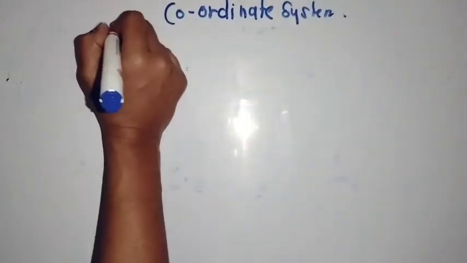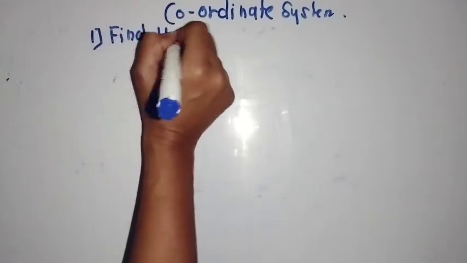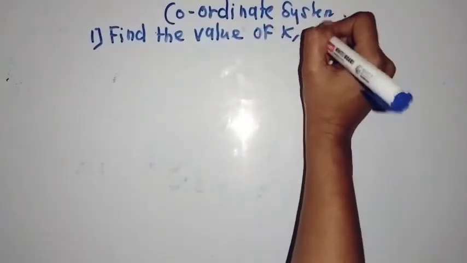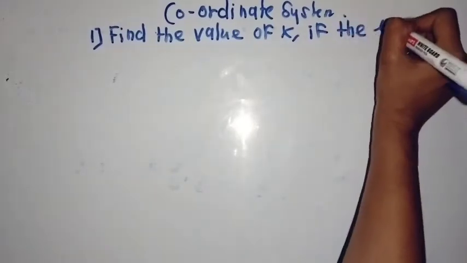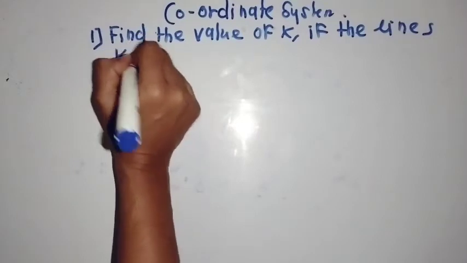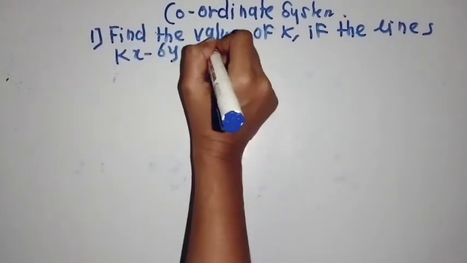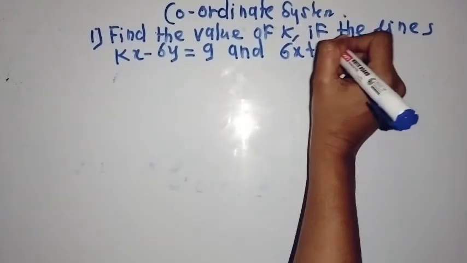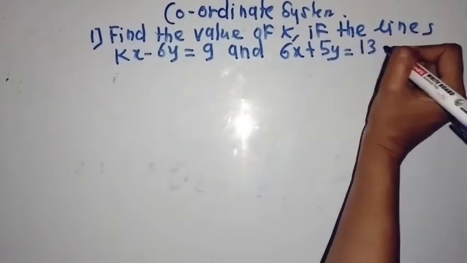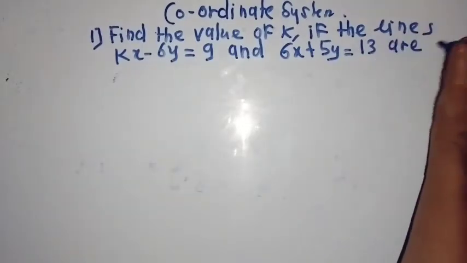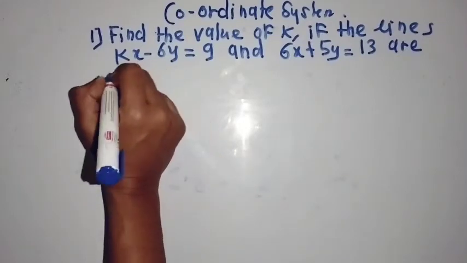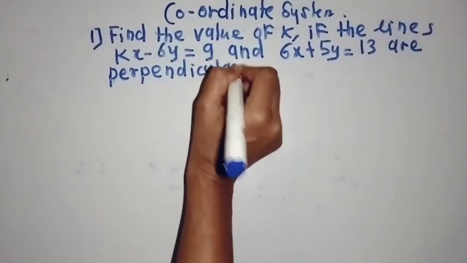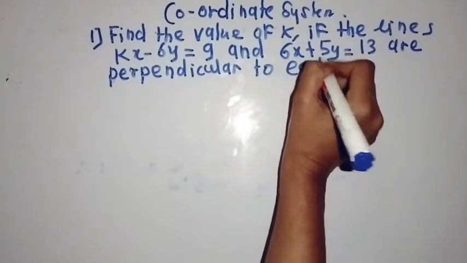So, first is: find the value of k if the lines kx minus 6y is equal to 9 and 6x plus 5y is equal to 30 are perpendicular to each other.